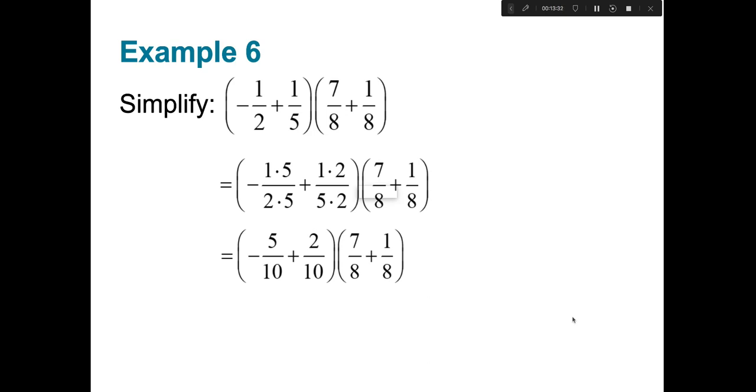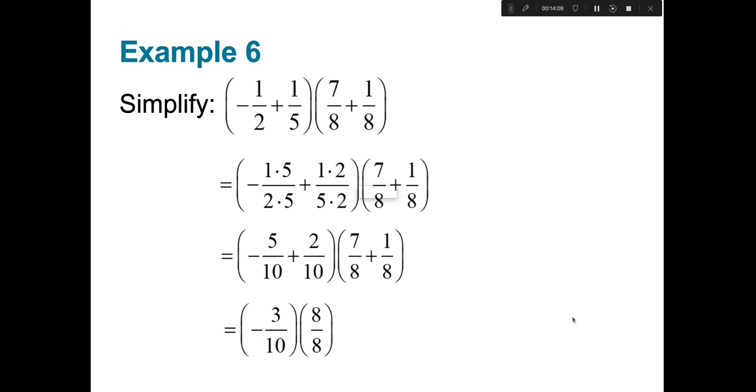So I end up with a negative 5/10 plus 2/10, and then I have the quantity of 7/8 plus 1/8. What is negative 5/10 plus 2/10? A negative 3/10. And I'm going to go ahead and stick parentheses around that when I write it down, because I'm not ready to get rid of those parentheses yet. What is 7/8 plus 1/8? 1, or 8/8.